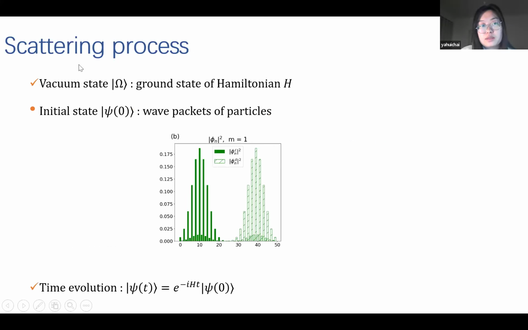So if we think about the scattering process, first we prepare the vacuum, the ground state of the Hamiltonian, which we can do by VQE. Secondly, we need to prepare the wave packets on the vacuum, and then we need to do the time evolution, which can be done by Trotterization. So the first and third steps are very clear. In this work, we merely focus on the second step, how to prepare wave packets for the fermion.